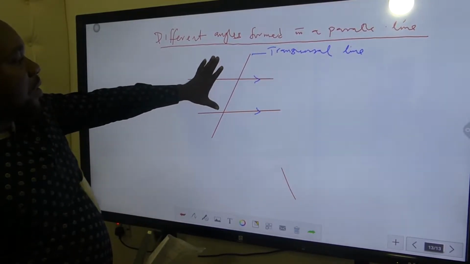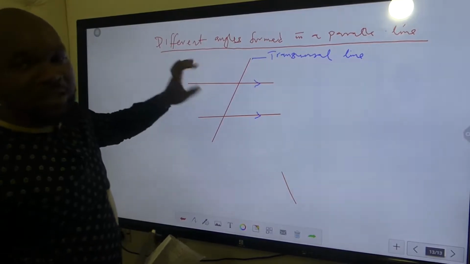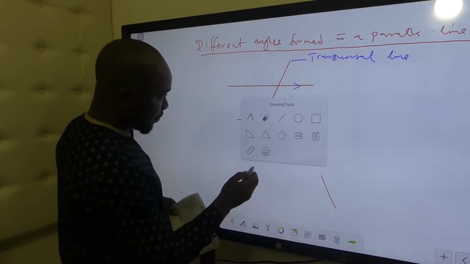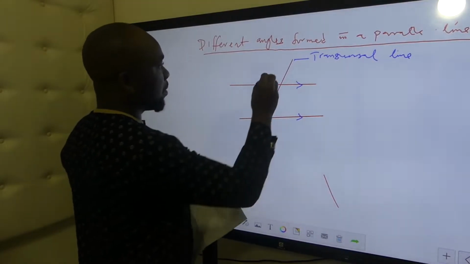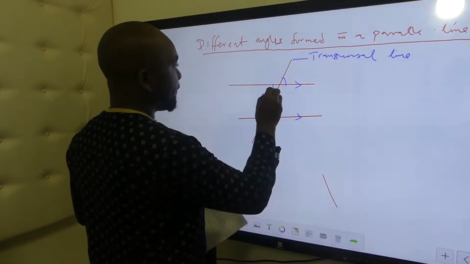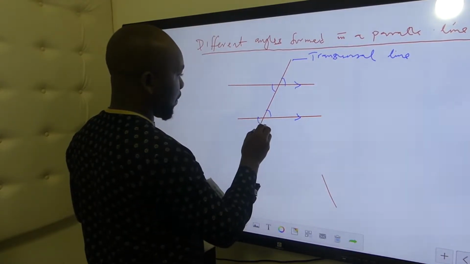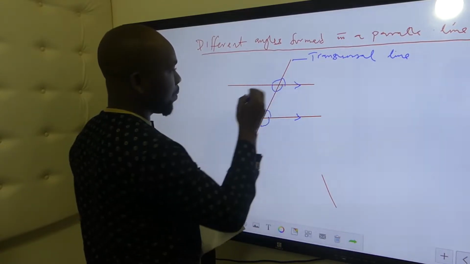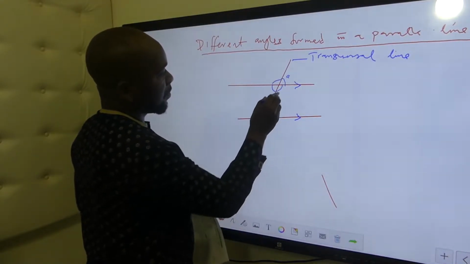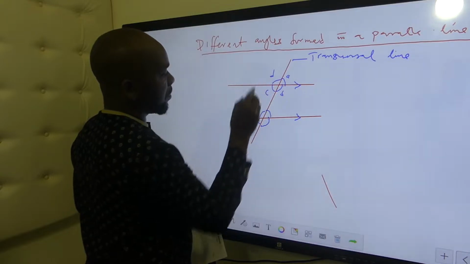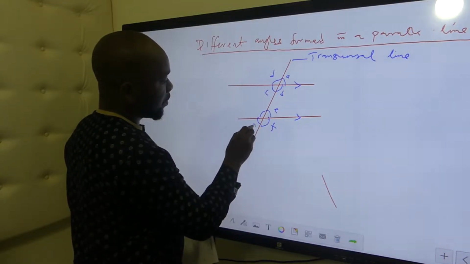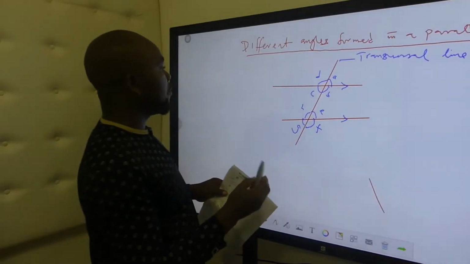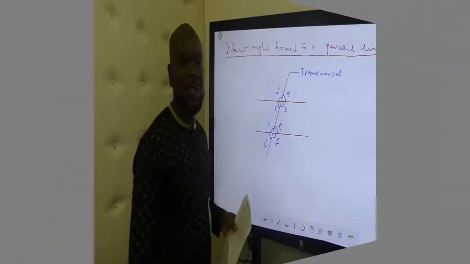In this shape, we have different angles formed. And what are the angles? Let me label this one A. This is B, C, D, E, F, G, H. Then from this, let us identify the ones we call alternate angles.